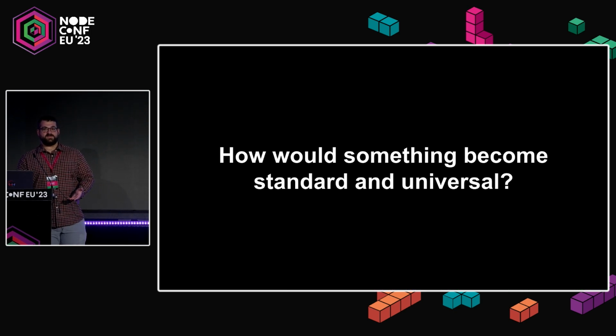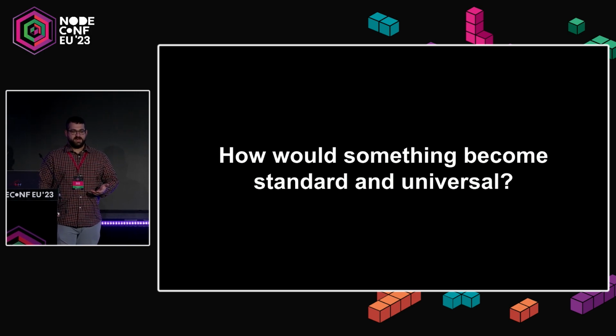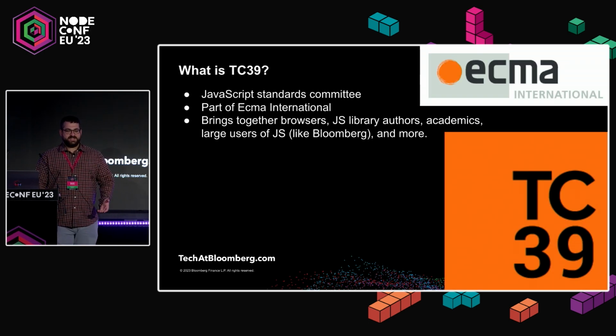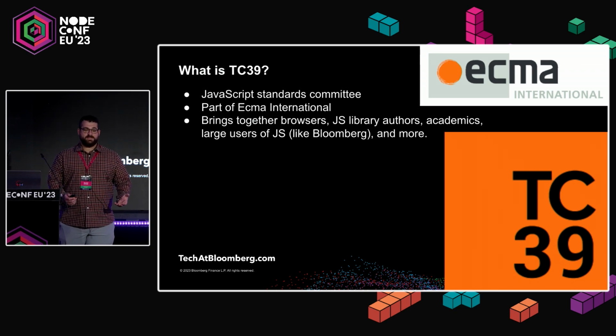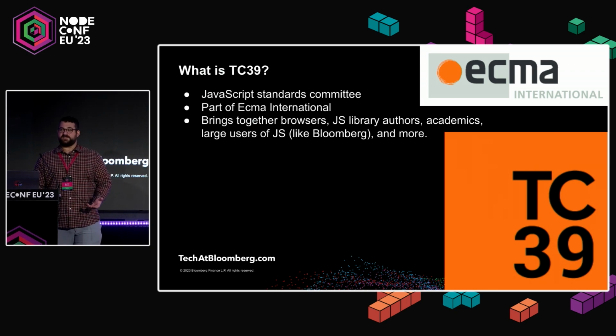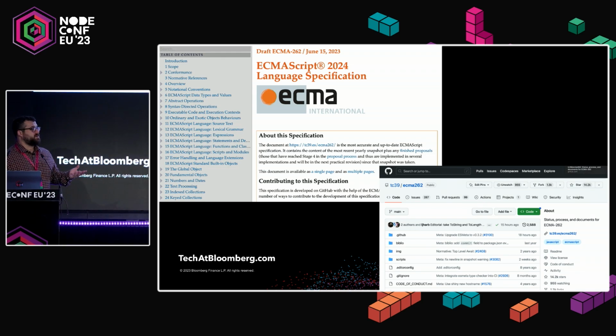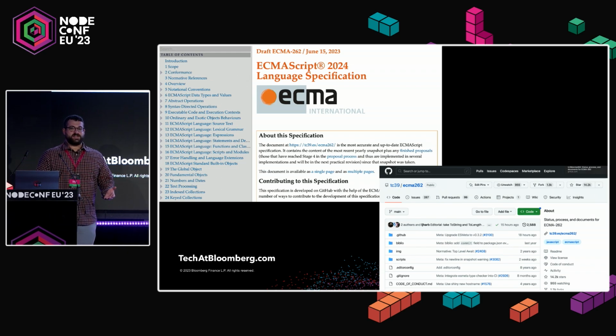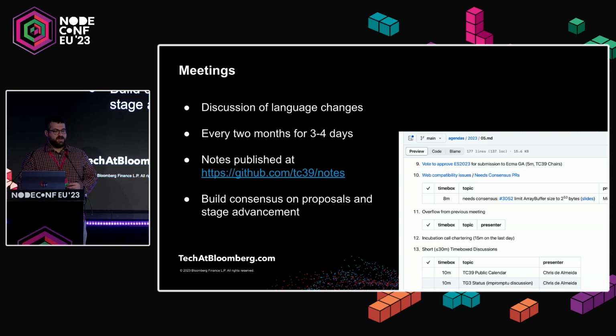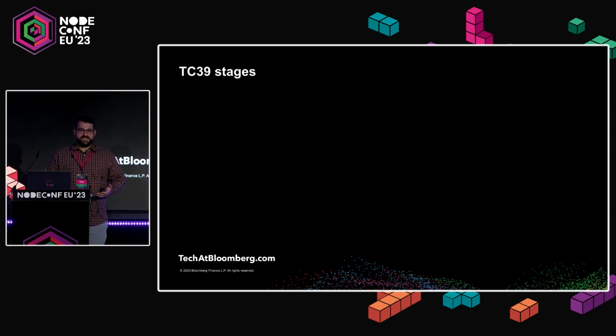Anyway, what does it even mean when I say that something's becoming standard? Well, I keep mentioning TC39. This is the JavaScript Standards Committee, part of Ecma, and we bring together these different stakeholders in the JavaScript world. It's an open committee that people can join and participate in. So for example, we work on GitHub. We work on this thing at the top, the JavaScript standard. It's just an HTML document you can make pull requests to, file issues against. We also discuss things at meetings. We discuss the language changes. We work on building consensus.